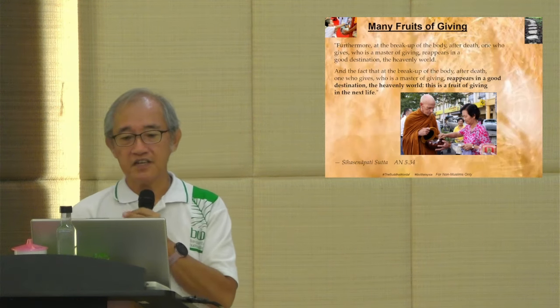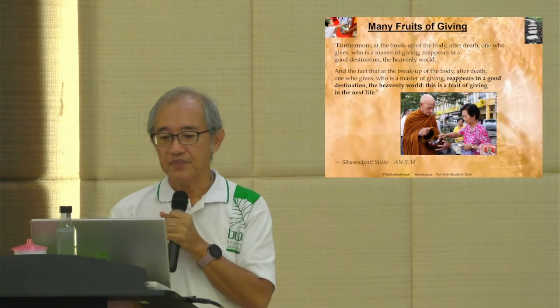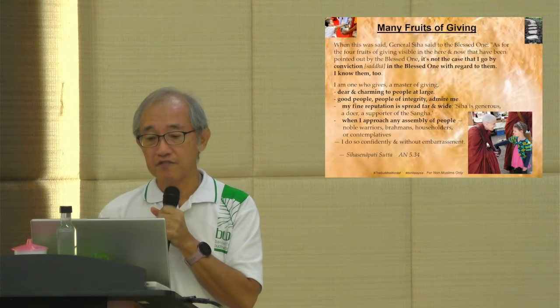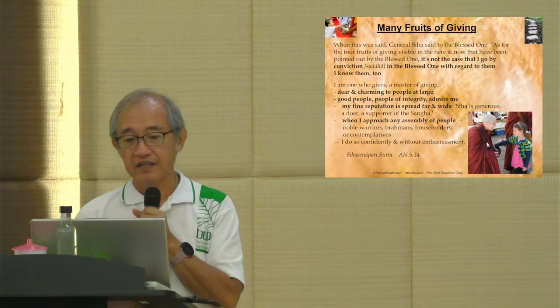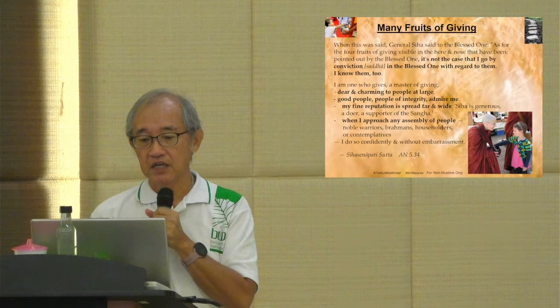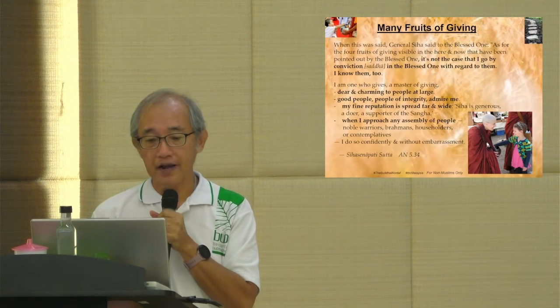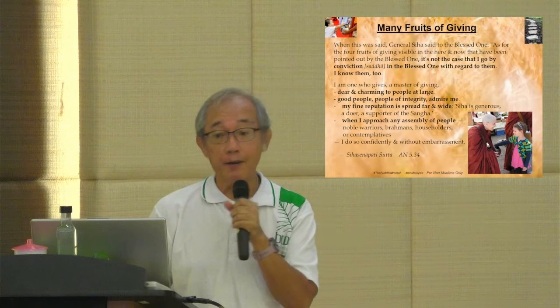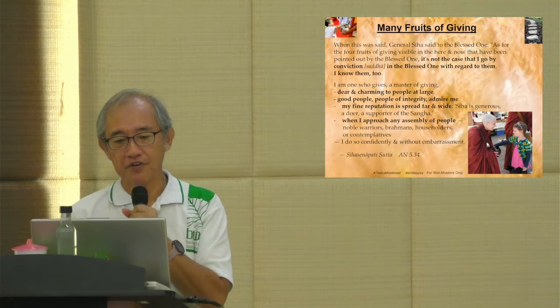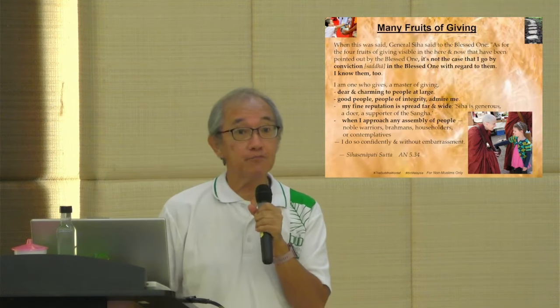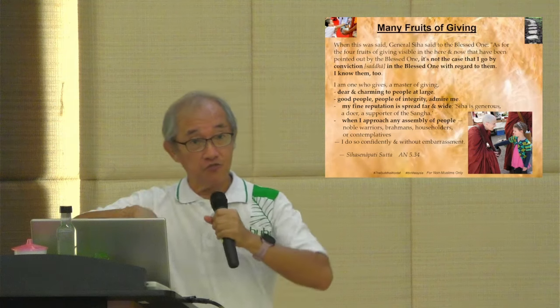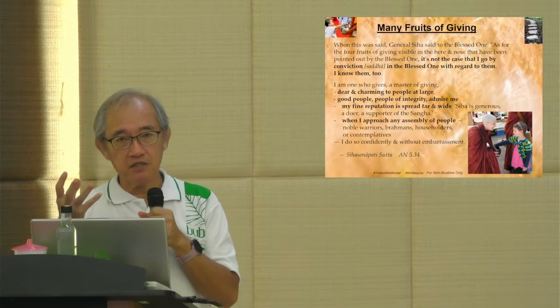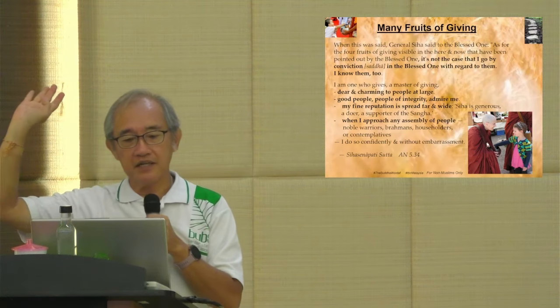Now, when this was said, General Siha said to the Blessed One, as for the four fruits of giving visible in the here and now, that have been pointed out by the Blessed One, it is not the case that I go by conviction, in other words, go by faith or go by belief in the Blessed One with regard to them. I know them too. So he has transformed himself. He has done it. He has practiced the Buddha's teaching. He threw away the idea of belief.